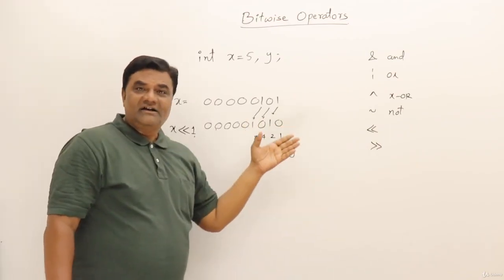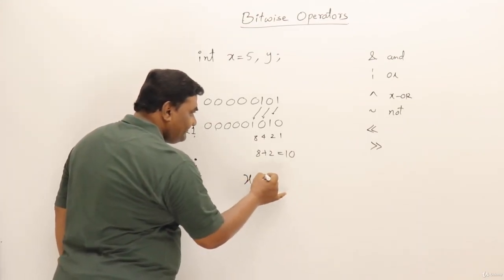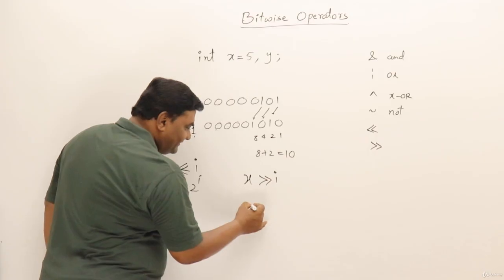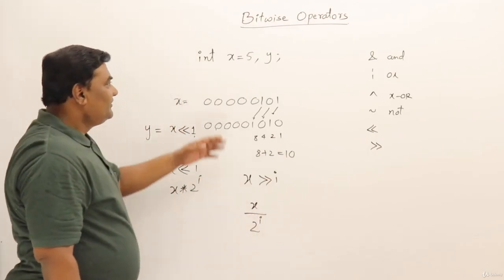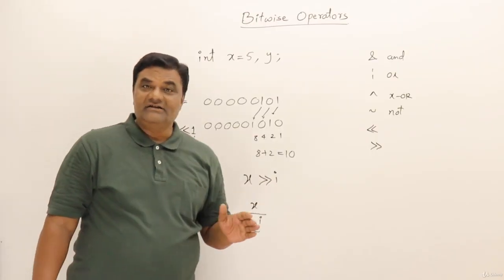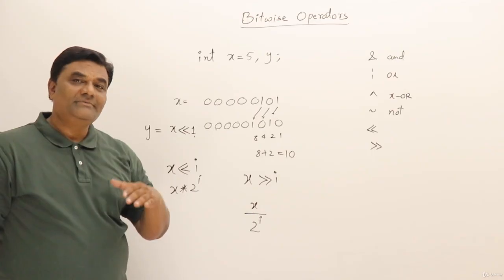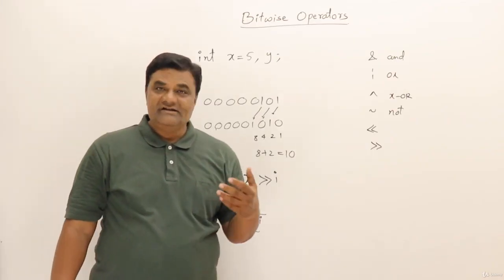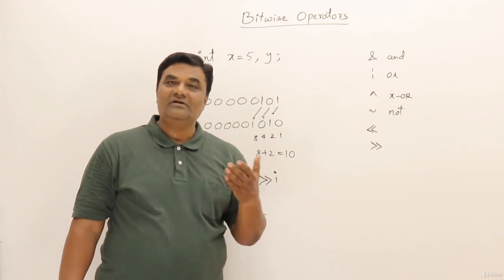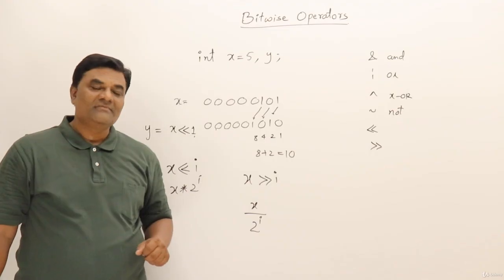Now similarly, if right shift is used, then if I say x right shift by I, x will get divided by 2 power I. So 5 will get halved, that is a 2 integer division. If it is 10, it will become 5. So the number will become half if you right shift by one place. If it is done by 2 places, then it is divided by 4, that is, it converts into a quarter.